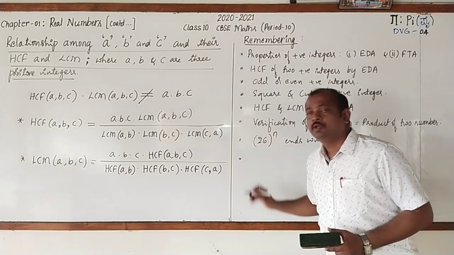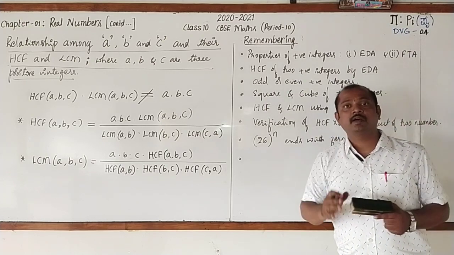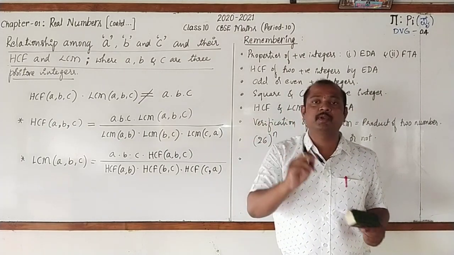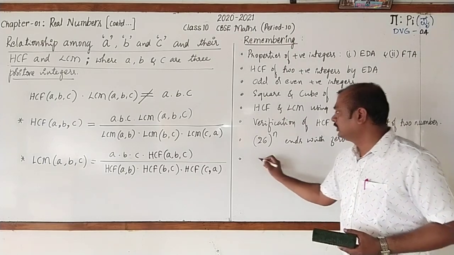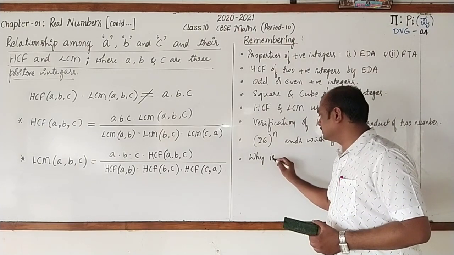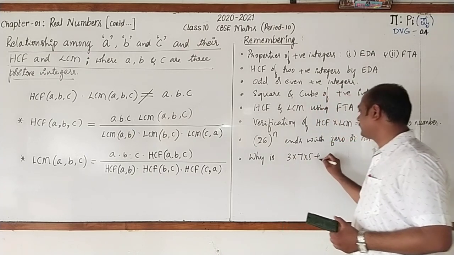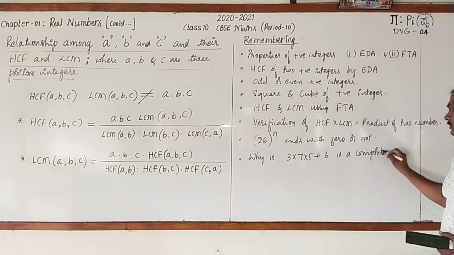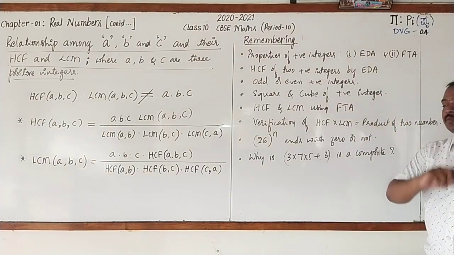Next, they will give you a number, and that number is a composite. They will ask you to give a reason why that particular number is called a composite number. You might remember the question is like this: why is 3 into 7 into 5 plus 3 a composite number, right? This is one type.